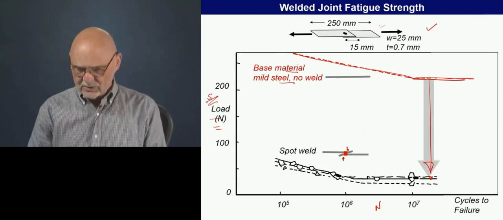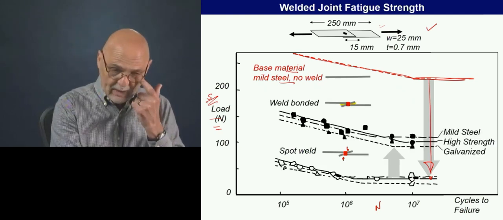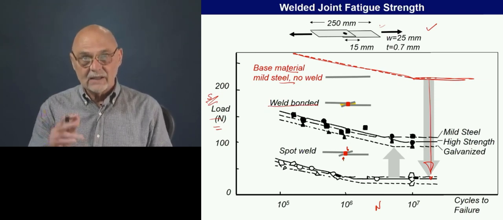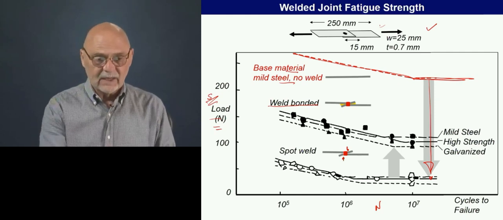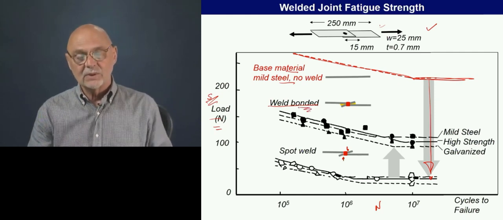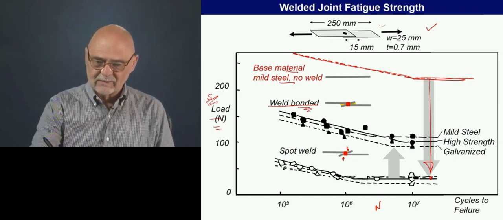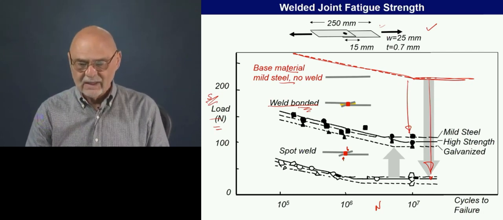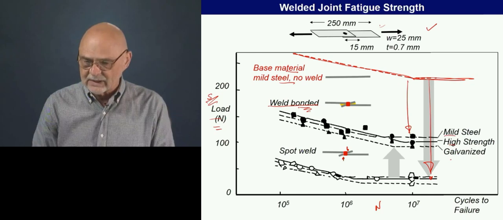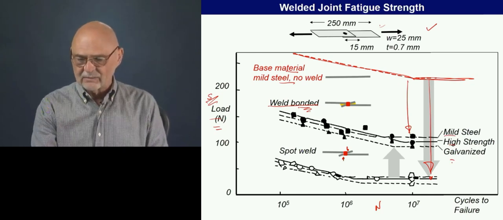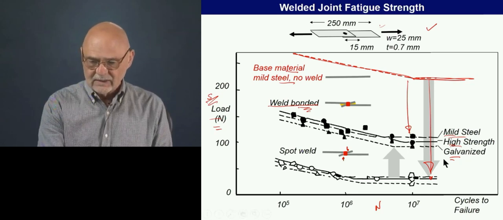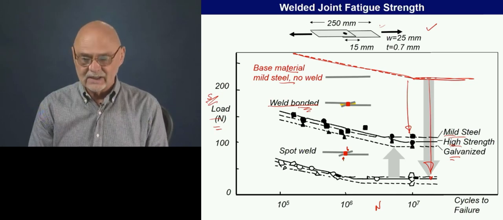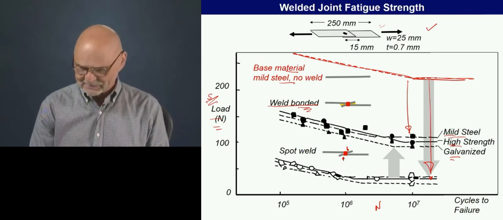So what are some ways to mitigate this? One is to use weld bonding. In weld bonding, we put a layer of adhesive down between the 2 surfaces, and then we put a spot weld in it. That bonding or adhesive tends to distribute the stresses much better, so you see much less degradation in this welded joint, but still considerable. What we're showing here is several different conditions for the steel: mild, high strength, and galvanized. But the message is that all of them have pretty large degradation in performance. And this is just the way it is.